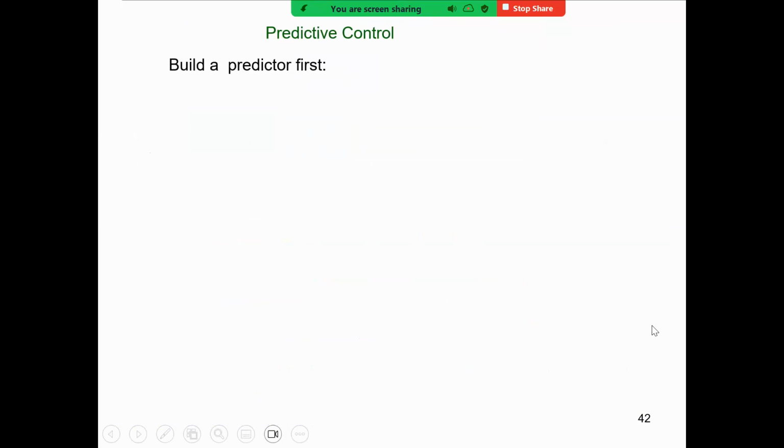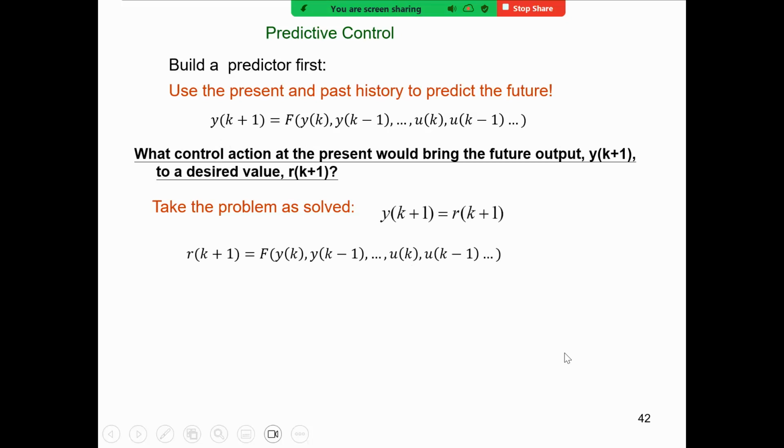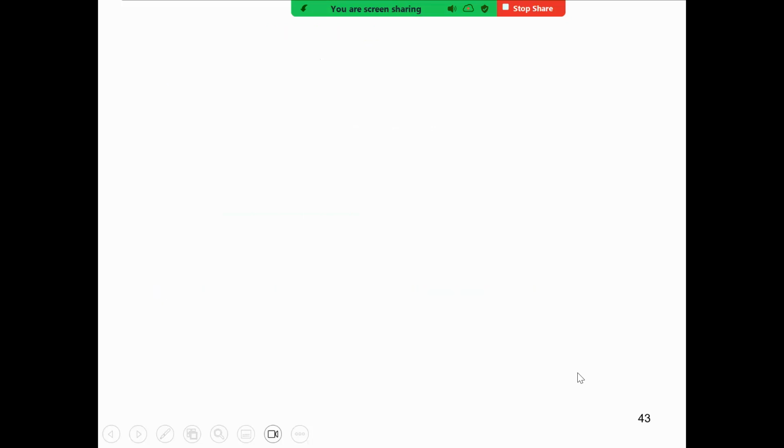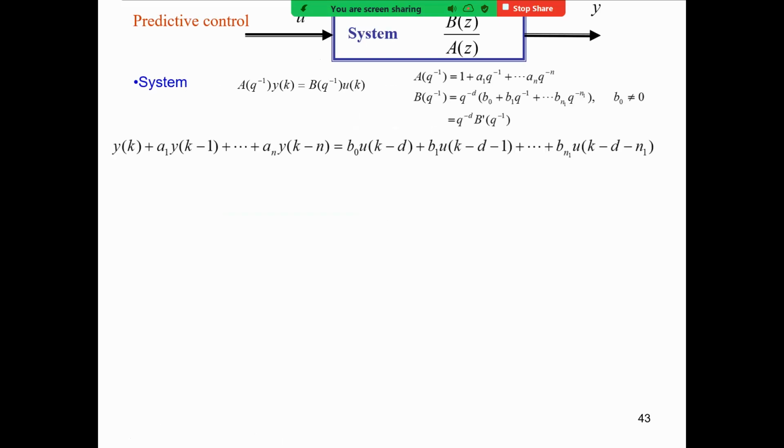Okay, then this is the last part we mention today. For today's topic, the concept of the predictor is the most important one. Once you know the predictor, then the rest is simple: just compute the input such that the output can match the desired one. You have the predictor, you set the future value matching the desired one, and then you can compute the input. For linear systems, we have to know how to construct the predictor, and this we can do step by step.